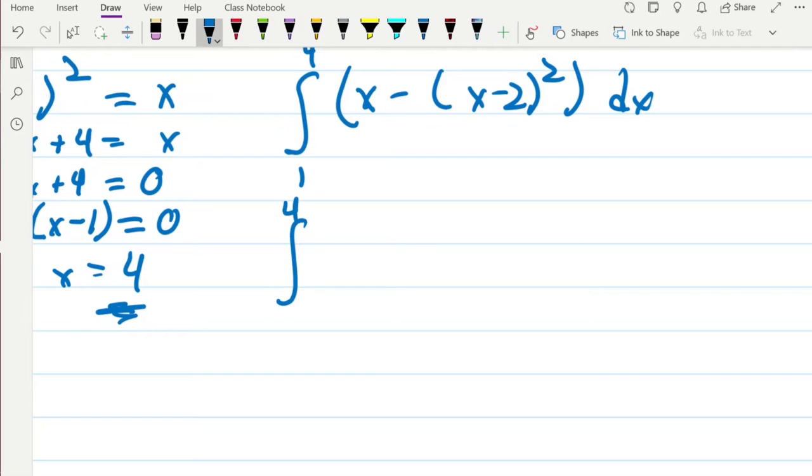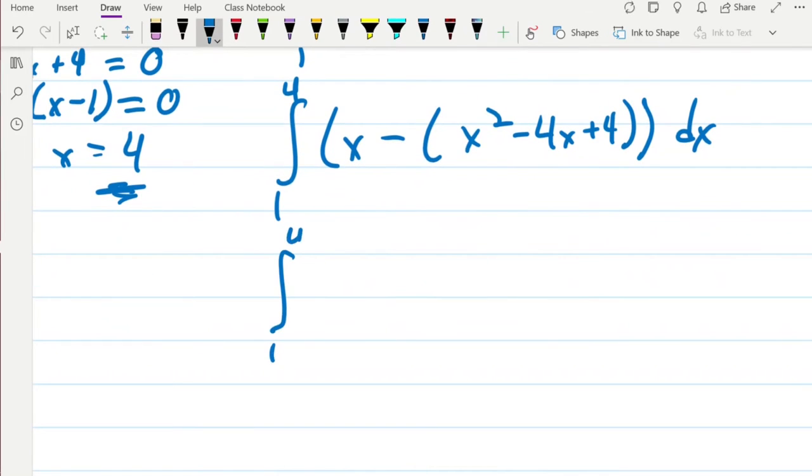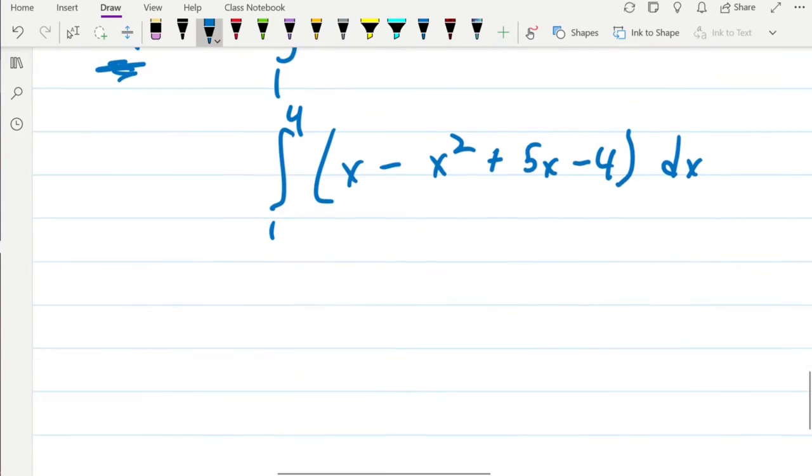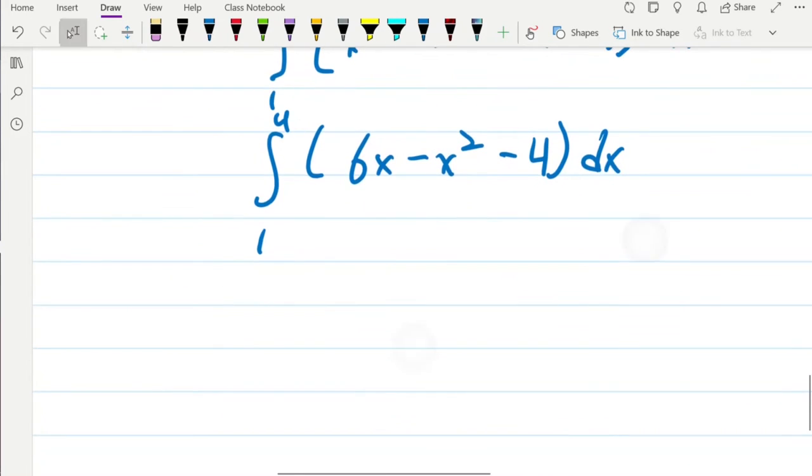So we're going to get from 4 to 1 of x minus x squared minus 4x plus 4 dx. So we're going to have from 1 to 4 of x minus x squared plus 5x minus 4 dx, combine like terms. So we'll begin with 6x minus x squared minus 4 dx. And then we can integrate.